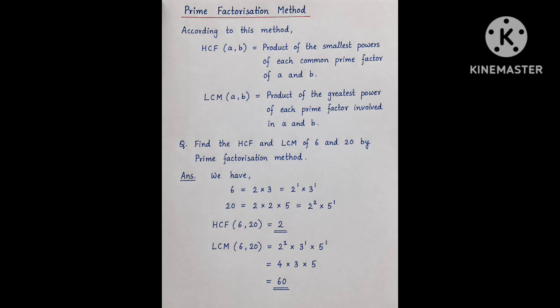For the LCM, we take the greatest powers of all the prime factors. So, LCM equals 2 squared times 3 times 5. That is 4 times 3 times 5 equals 60. Therefore, the HCF is 2 and the LCM is 60.